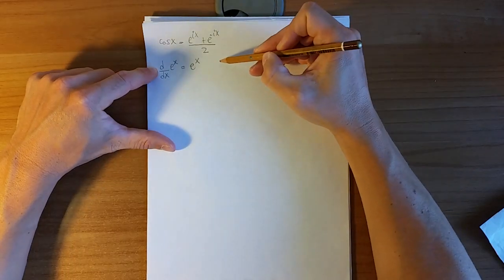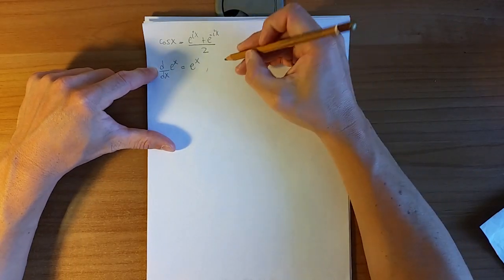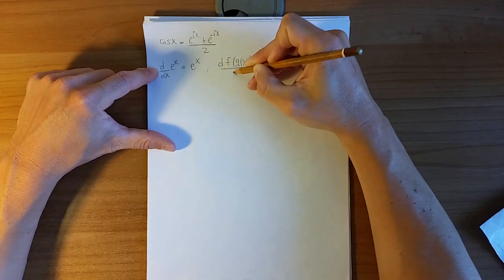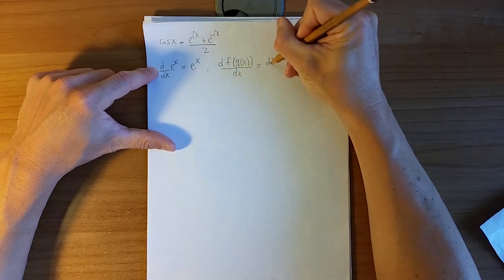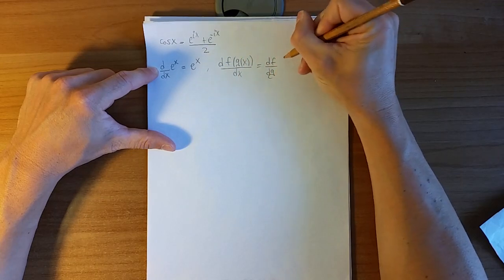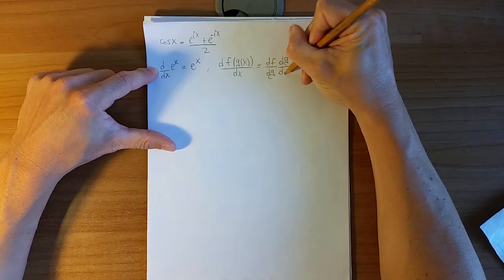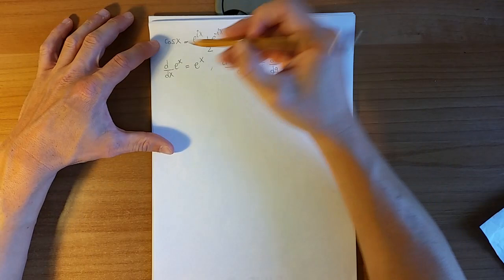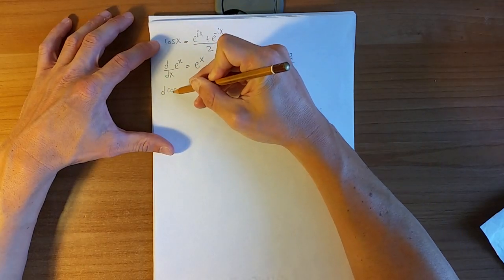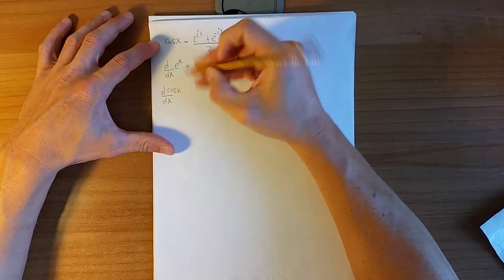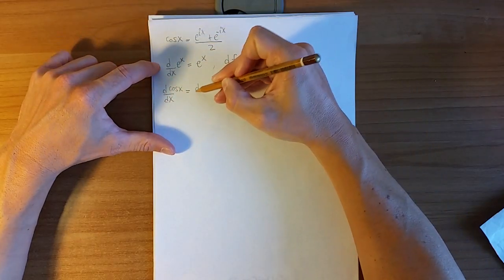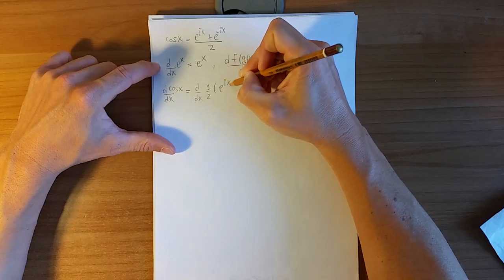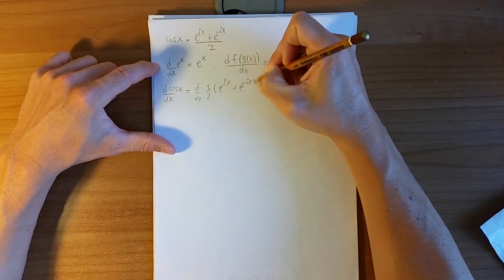We will also use another important formula, which is the chain rule. For example, the derivative of f of g of x can be written as the derivative of f with respect to g times the derivative of g with respect to x. These two formulas will be useful for computing these derivatives, because if I write down the derivative of cosine of x with respect to x, this is equal to the derivative with respect to x of 1 over 2 times e to the ix plus e to the minus ix.